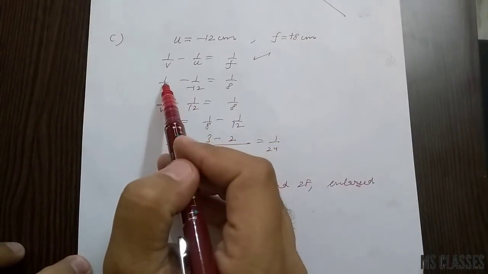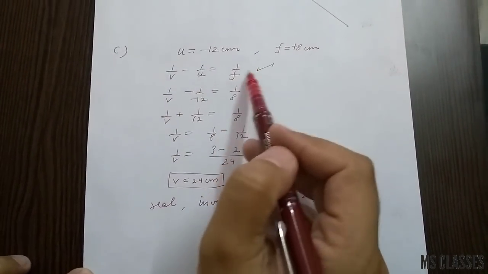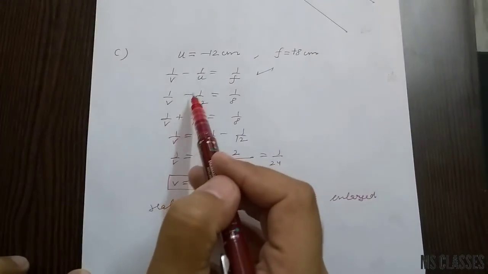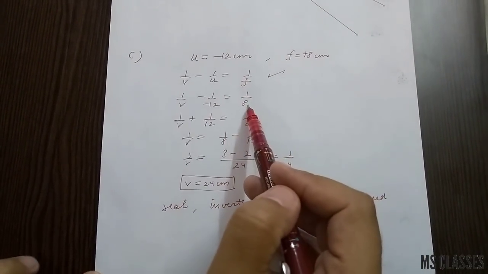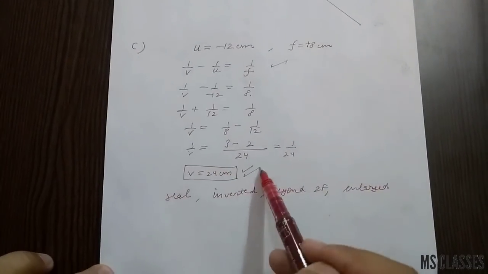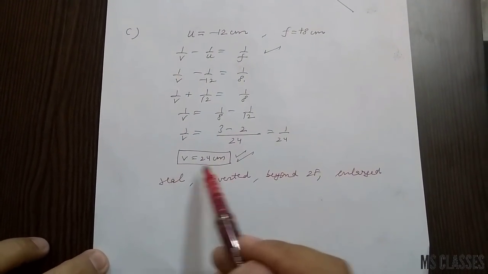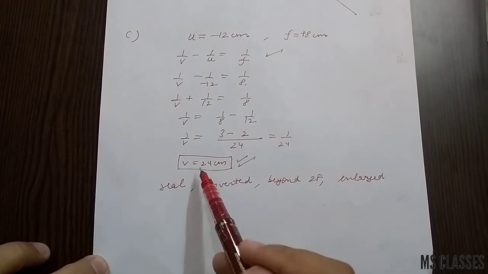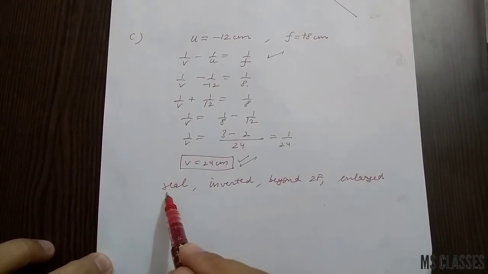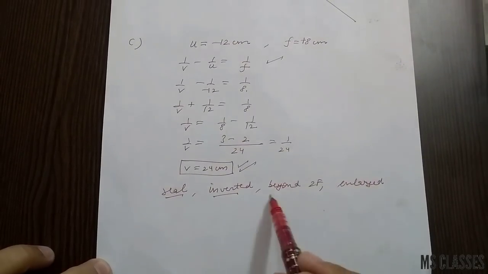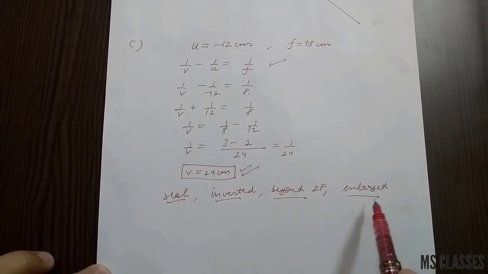So we will use this formula: 1 by V minus 1 by U is 1 by F. So 1 by V minus 1 by U, U is minus 12, which is 1 by 8. So after solving this, we are getting V is equal to 24 centimeter, which is coming positive. It means the image is formed on the other side of the object. It means the image is real, inverted, forming beyond 2F and highly enlarged. Okay.